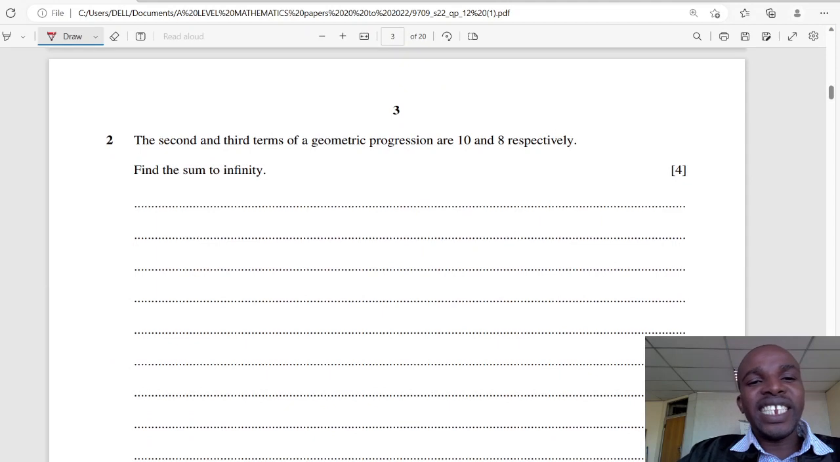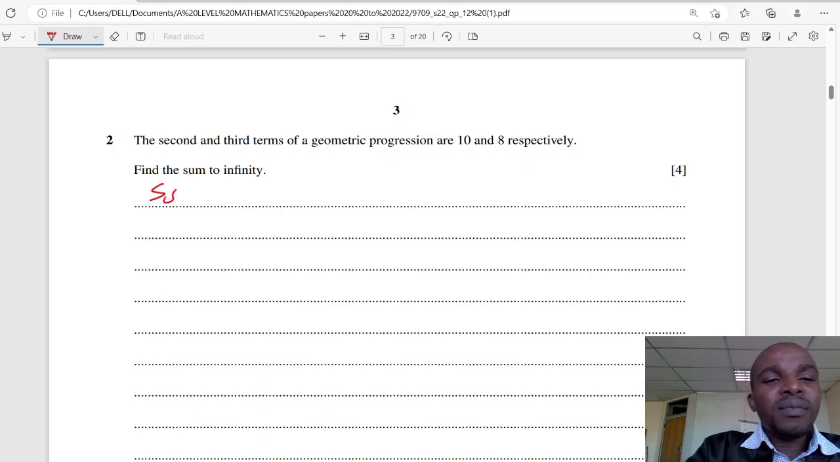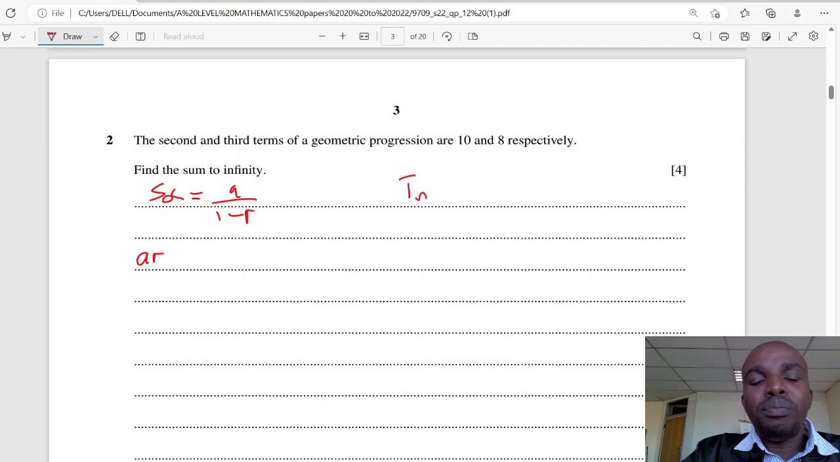The second and third terms of a geometric progression are 10 and 8 respectively. Find the sum to infinity. Sum to infinity is equal to a over 1 minus r. It is there in the formula booklet, please take note of that part. First term is a. Second term is ar. The nth term of a GP is a r to the power n minus 1. That's for a GP, geometric progression.